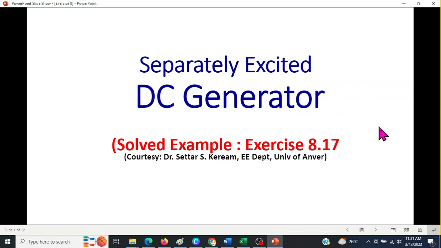Bismillahirrahmanirrahim. This video is about the separately excited DC generator, and this I have taken from the lecture notes of Dr. Sitar S. Kareem in the Electrical Engineering Department, University of Anwar. And here I'll be trying to explain the solved example, exercise 8.17. And for this, I have been requested by a student. So let's see.